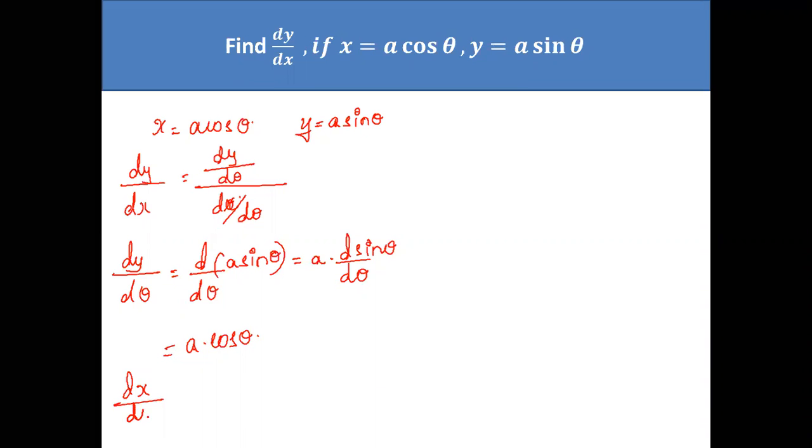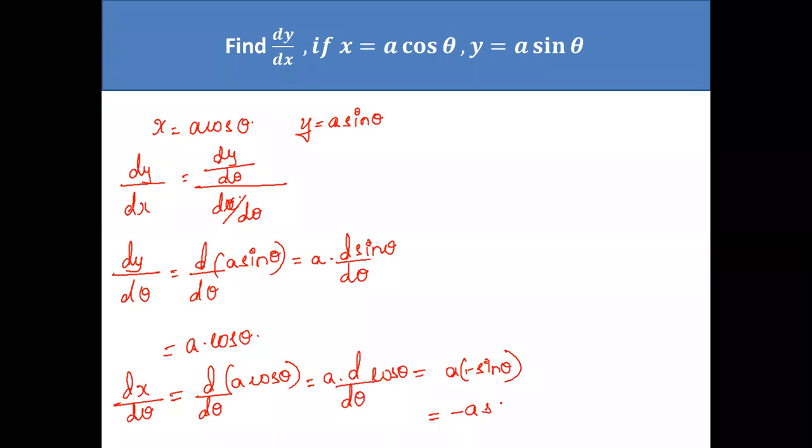You have to find dx by d theta, that is d by d theta of a into cos theta. Again, a is a constant, so take it out. It is a into d by d theta of cos theta. So that is a into, what is the derivative of cos theta, students? Minus sin theta. The derivative of cos theta is minus sin theta. So you will be getting minus a sin theta.